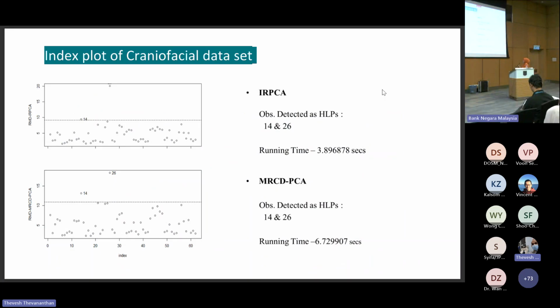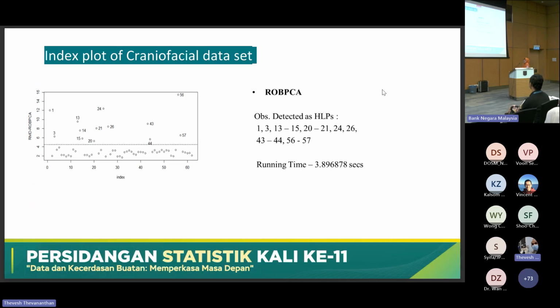You can see that observation 1426 is declared as a high leverage point, and the running time is this much. This is our previous proposed method, which also detects the same number of high leverage points, but the running time is just a little bit longer. The existing method, the ROB-PCA, detects more high leverage points, where of course there are many swamping effects, because you declare more than what is supposed to be, only 2 actually. The running time is not so high, but it is very unsuccessful in detecting high leverage points.